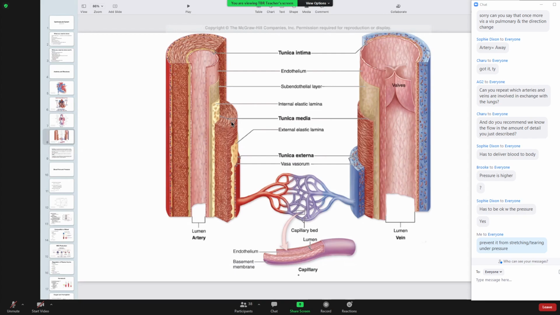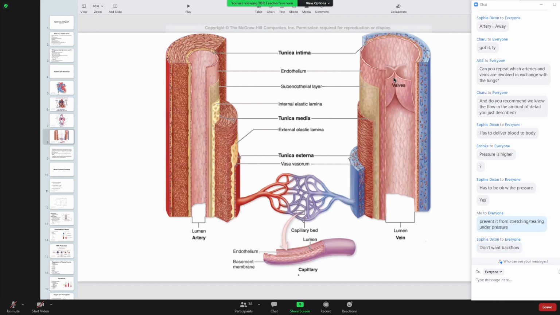Something that's unique about the veins is we have a valve here. So why in the heck would we need valves in a vessel? That's because the pressure in the vein is just so low that, if we're considering gravity, and let's say this vein is traveling up the leg, right? We don't want backflow. Exactly, Sophie. We don't want backflow. We need to keep it going in one direction. Otherwise, all the blood in our lower extremities would just be pooling in our feet. That would not be good.